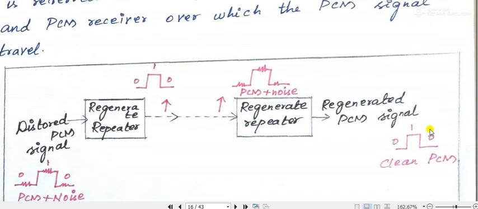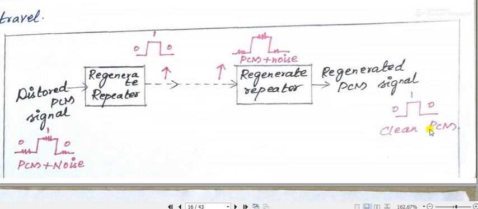This is the PCM transmission path. The PCM transmission path is the path between the PCM transmitter and receiver over which the PCM signal travels, and the repeaters are placed at prescribed distances. The main feature of PCM is the ability to control the effects of distortion and noise produced by the channel. PCM achieves this with the help of a chain of regenerative repeaters.